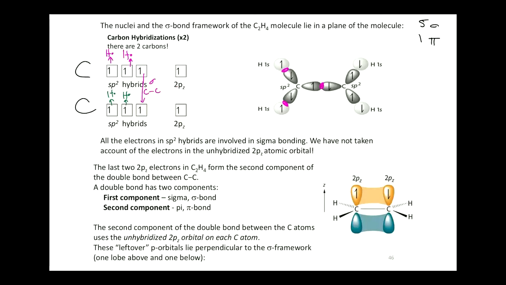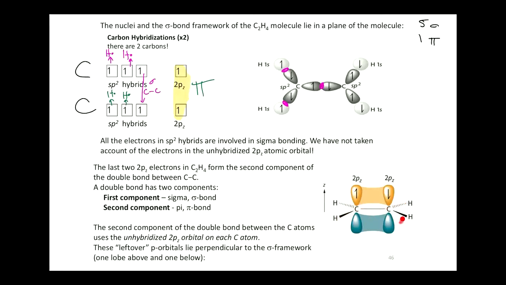What orbitals are those electrons in? P orbitals. P orbitals, on adjacent atoms, when they're out of the plane of the internuclear axis, are involved in the pi bonding. So it's these electrons that are involved in the pi bonding of the molecule. And that's what the picture is showing down here.